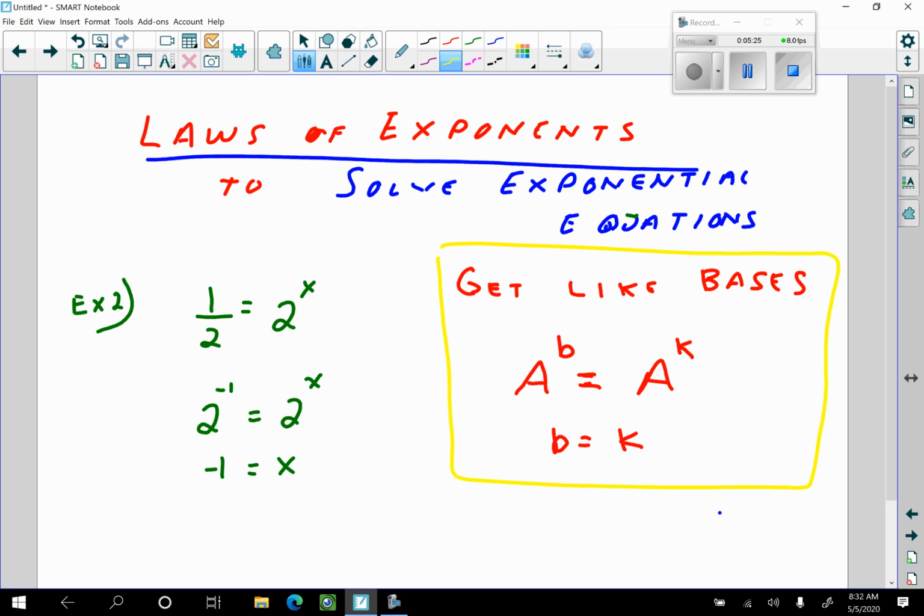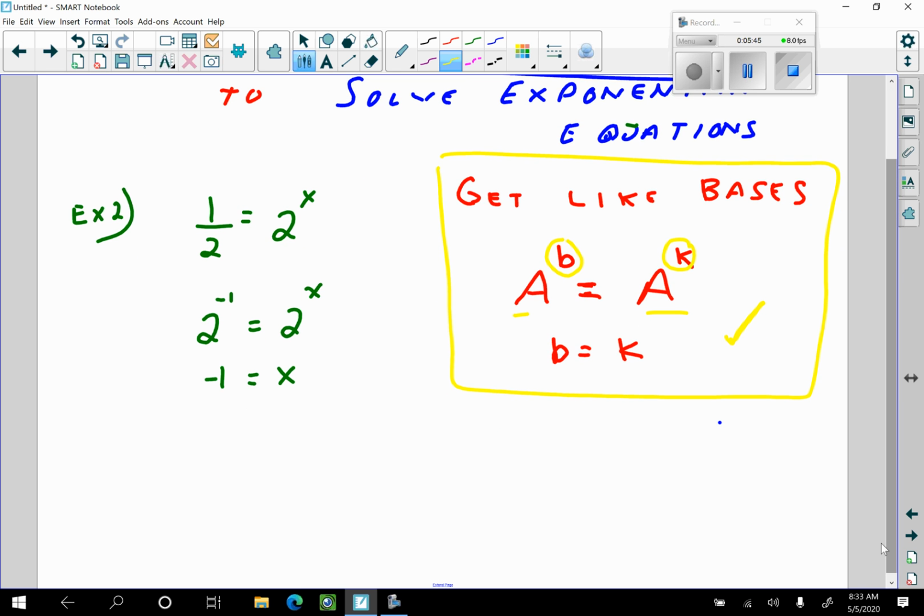So this is all we're really using. We're going to get like bases, and then we're going to set the exponents equal, because this has to be true. If a to the b is equal to a to the k, b is equal to k. We will examine in pre-calculus why this is true. Today we're just going to assume that this is true, and it is. You can trust me. That's what we did right here. They didn't have like bases, but I made 1/2 with a base of 2: 2 to the negative 1 is 1/2. Now I have like bases, and I set the exponents equal.